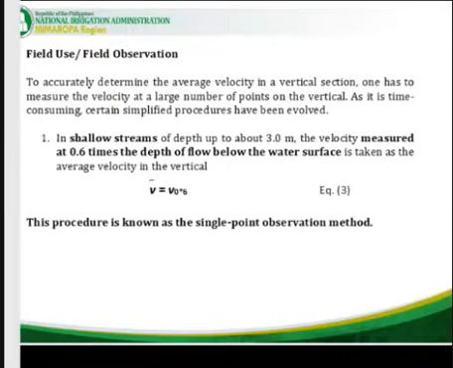In a shallow stream of depth up to about 3 meters, the velocity measured at 0.6 times the depth of flow below the water surface is taken as the average velocity in the vertical. V bar is equal to V sub 0.6. This procedure is known as the single point observation method.